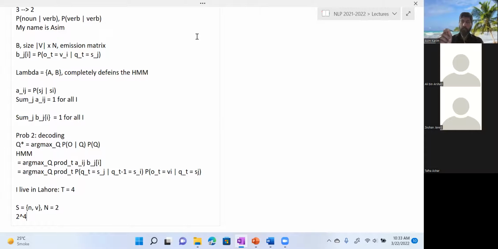2 is n. For most real world problems, 7, 8 POS tags, up to 45 is also possible. Penn Treebank, if you remember from last time. And then, of course, sequence length 4 is very small. It could be hundreds of words. So this number can be huge.